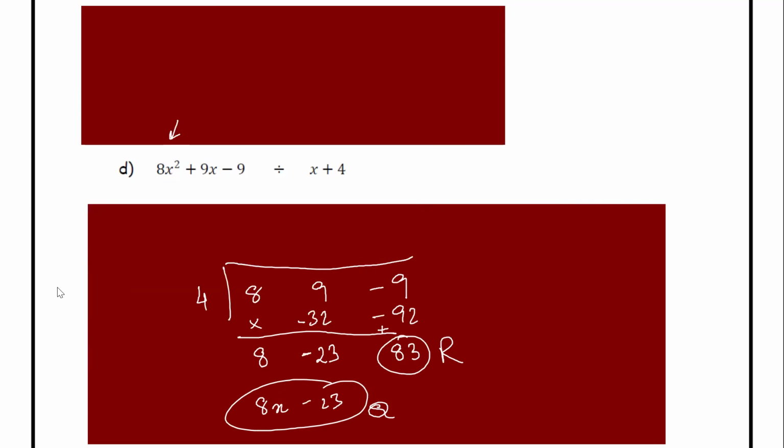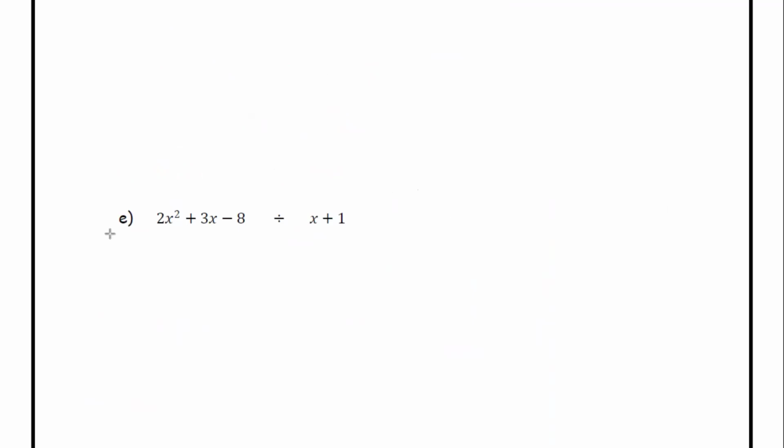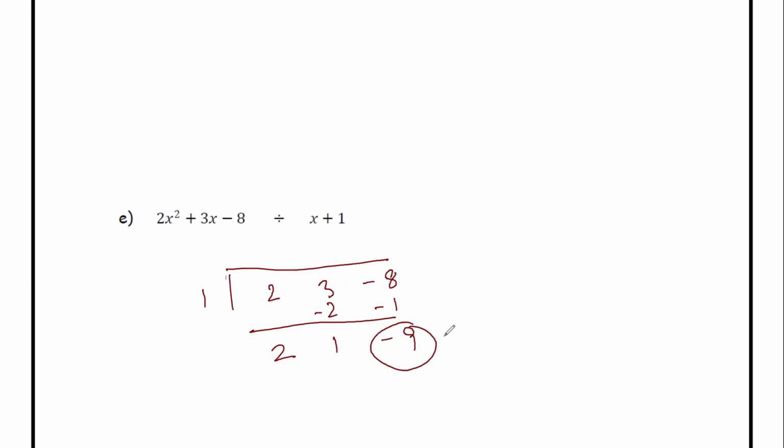Last one. So I got 1, 2, 3, negative 8. Bring down the 2. 1 2s are 2. Change the sign. 1. 1 1s are 1. Change the sign. Negative 9. Negative 9 is my remainder. And I've got 2x plus 1 as my quotient.